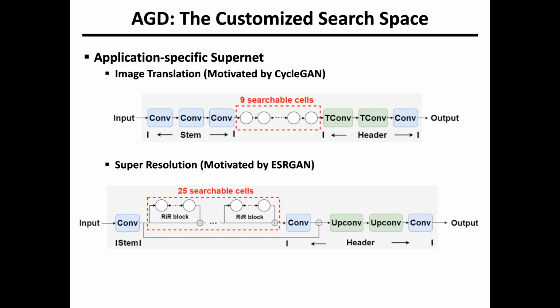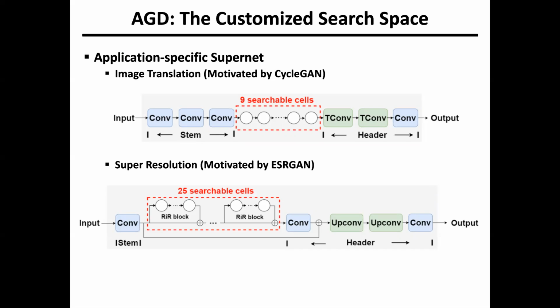For the image translation task, motivated by the success of CycleGAN, where downsampling-upsampling structure is adopted, we follow this structure and keep the stem and header network parts for downsampling and upsampling, and search for the backbone network with nine searchable cells, which are sequentially connected. Here, note that we adopt a sequential search space to avoid network fragmentation, which hampers the parallelism on real hardware.